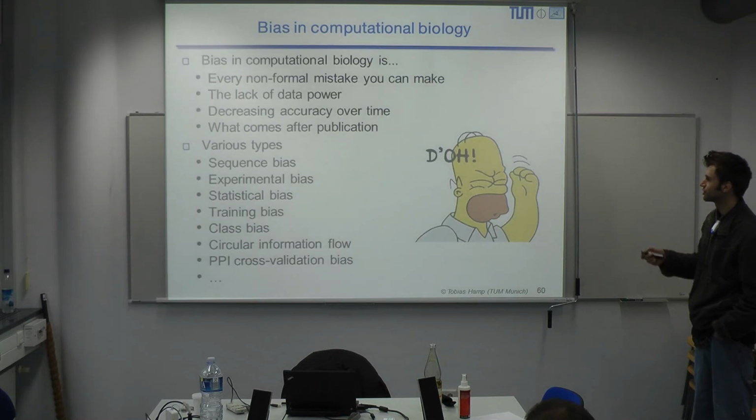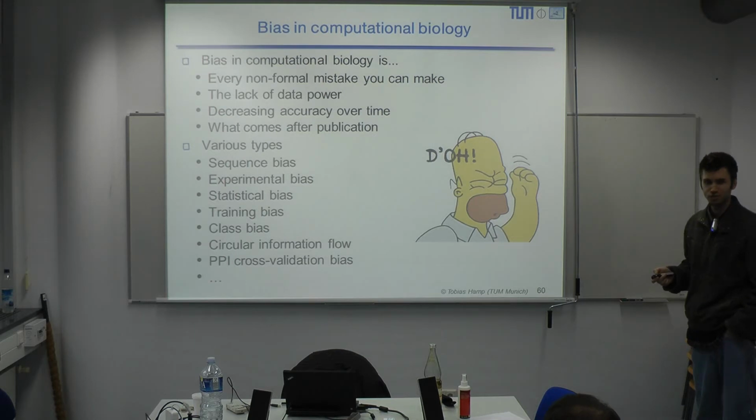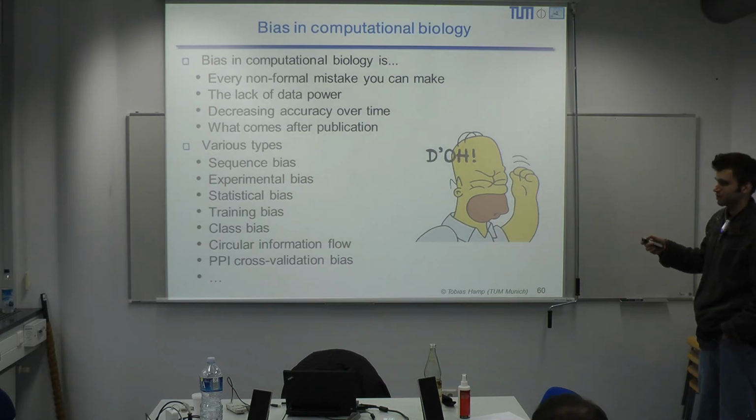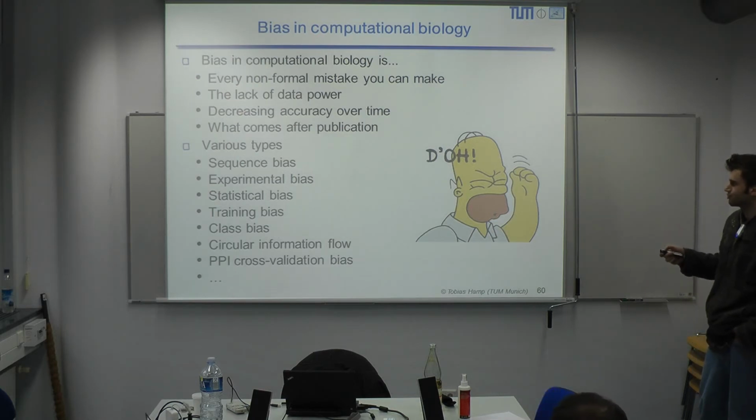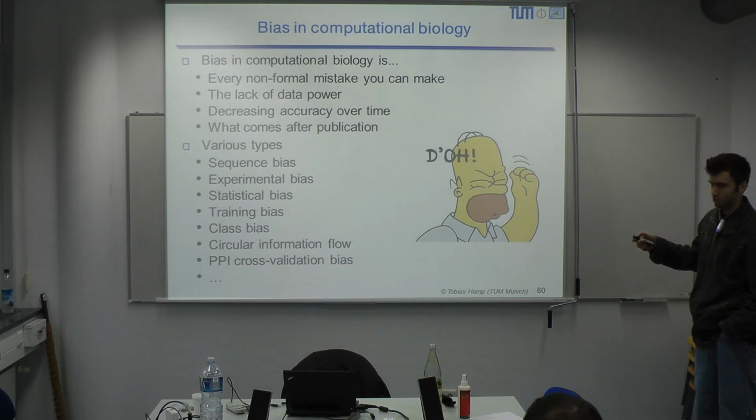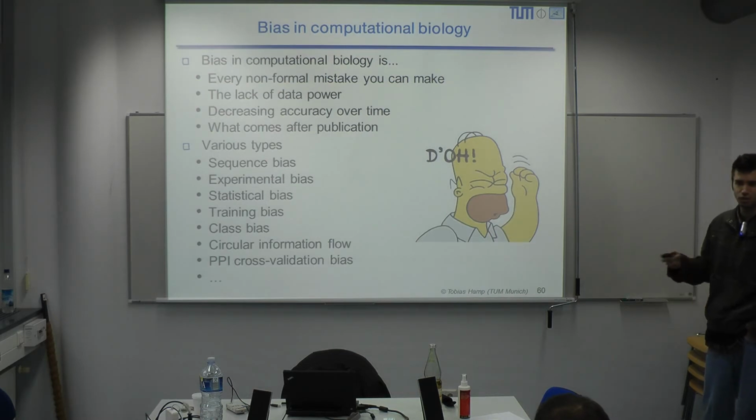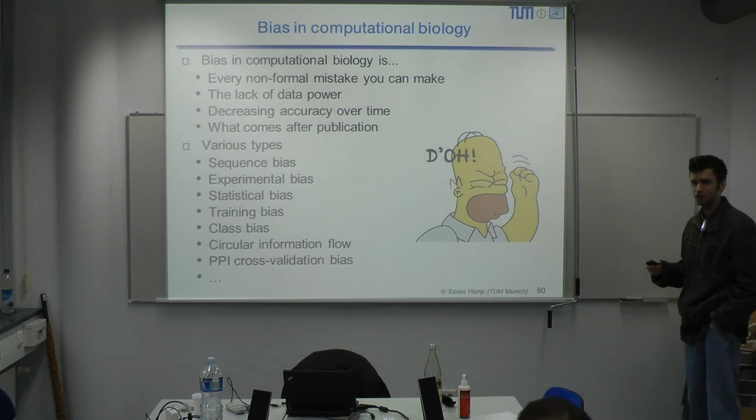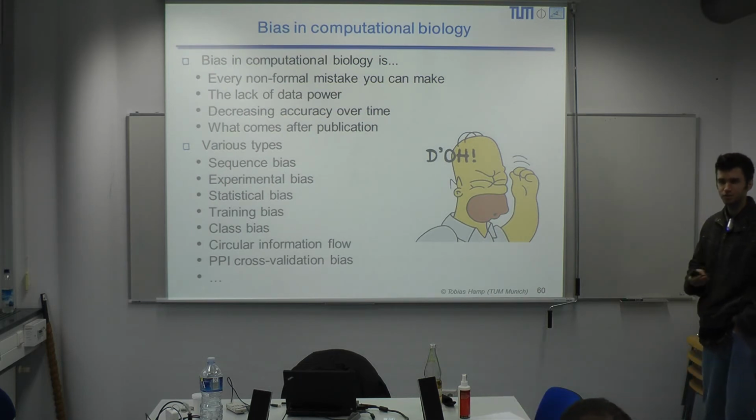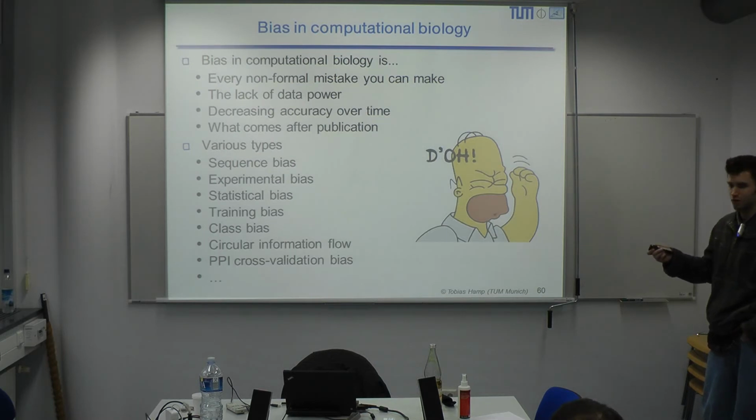And this is what this last topic is really about. Bias in computational biology is basically everything non-formal, every non-mathematical, non-logical thing that you can do wrong. Every lack of power in your data, anything that corrects or distorts your accuracy estimates over time. So you develop your method, for example, in your thesis, you get really good results, and you check back 10 years later, test the method, and suddenly performance has dropped. So why is that?